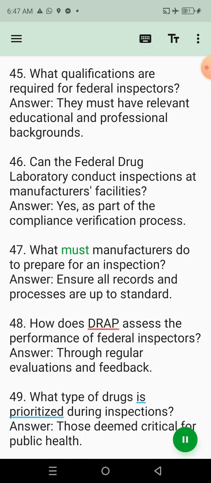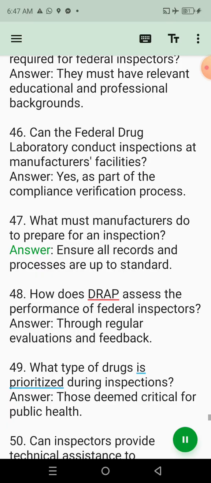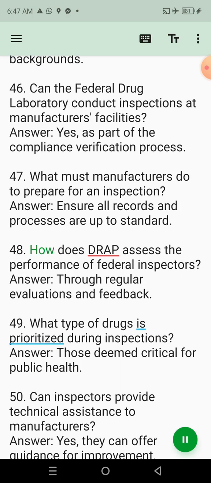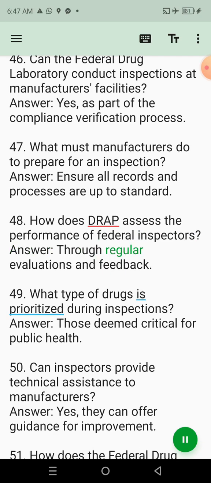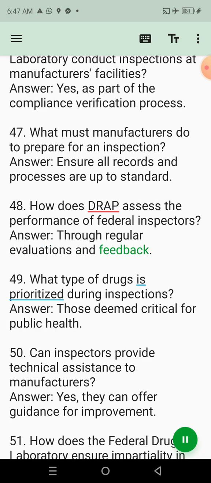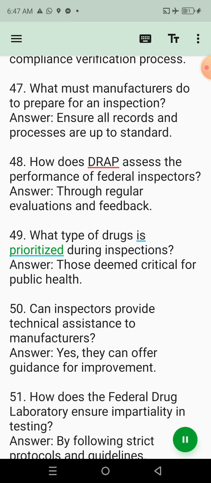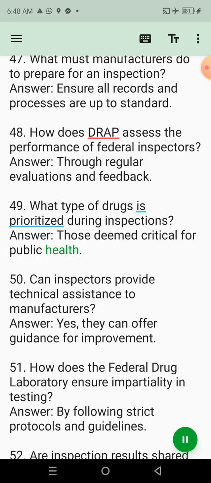47. What must manufacturers do to prepare for an inspection? Answer: ensure all records and processes are up to standard. 48. How does DRAP assess the performance of federal inspectors? Answer: through regular evaluations and feedback. 49. What type of drugs is prioritized during inspections? Answer: those deemed critical for public health.